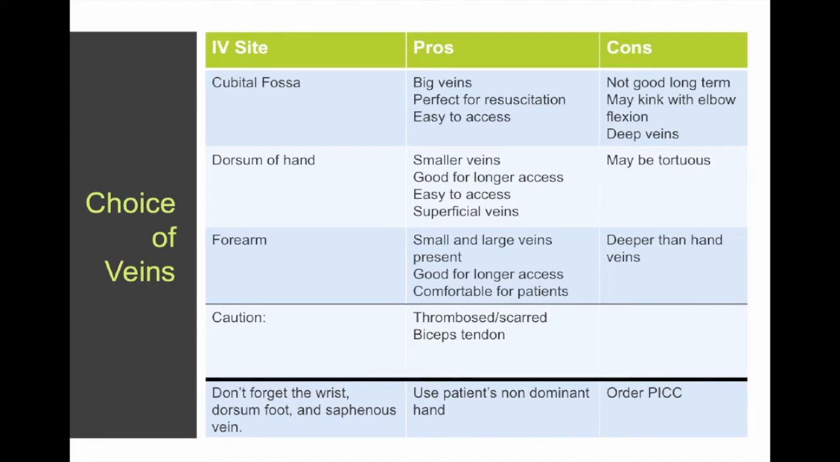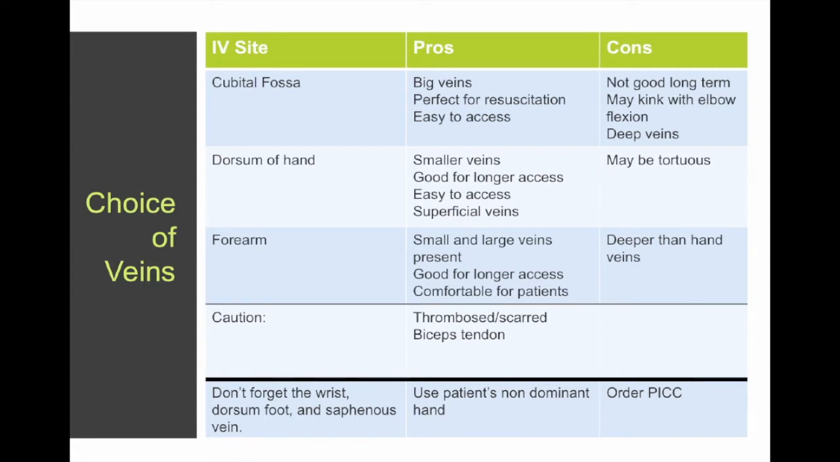The cubital fossa is great. There's big veins, it's perfect for resuscitation, and it's reasonably easy to access, but it's not really good for long term. So imagine patients trying to mobilize, trying to get up and do the activities of daily living, having that elbow bend constantly may kink that cannula. And they also have sometimes deep veins which might be hard to access.